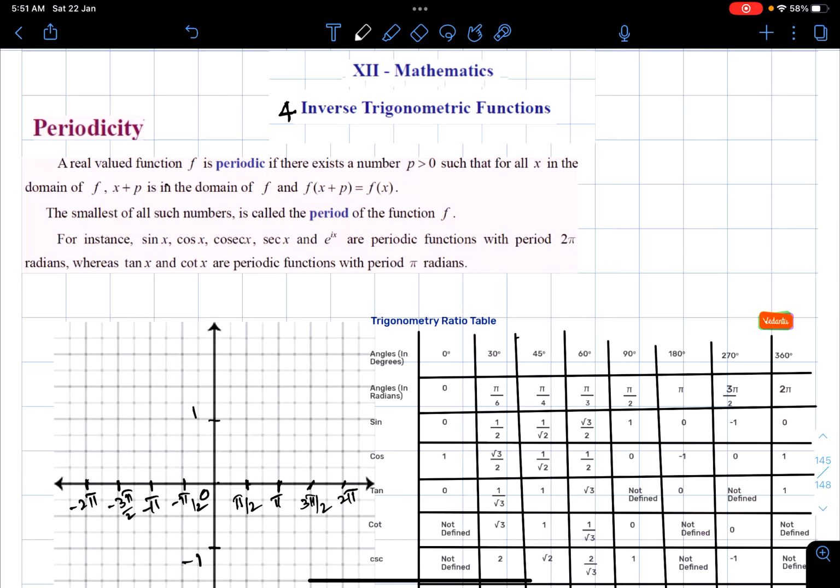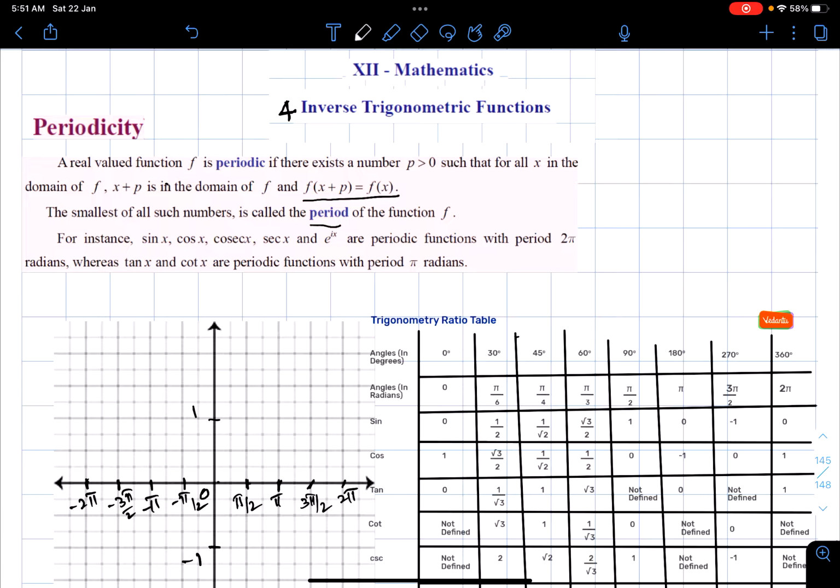First comes periodicity. A real valued function f is periodic if there exists a number p greater than 0 such that for all x in the domain of f, x plus p is in the domain of f and f of x plus p equals f of x. This is the only concept we are going to see now. The smallest of all such numbers is called the period. We'll see what a period is.